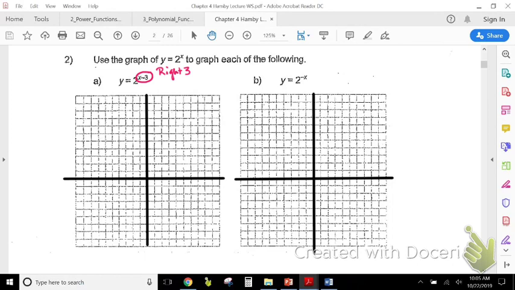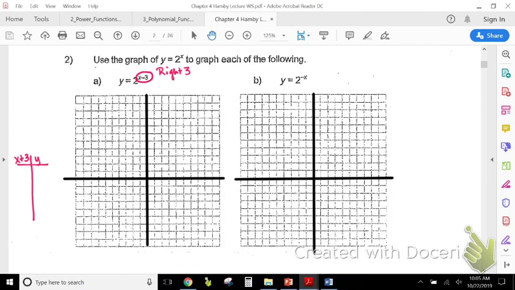Now, because my base is a 2 here, we're going to use the same table that we just used, okay? If it was 3 raised to the x minus 3, then we would need a new parent table for 3 to the x. So using that other table, what are we going to do? What does this one do to my x's? We're going to add 3 to it. Am I going to do anything to my y's? No. So let's add 3 to all of our x's.